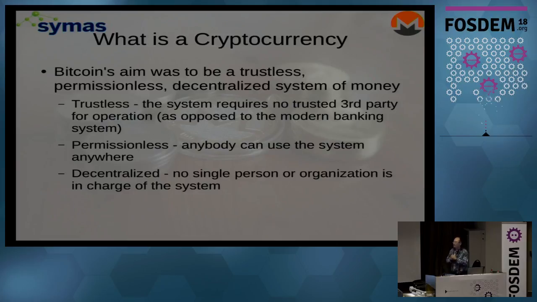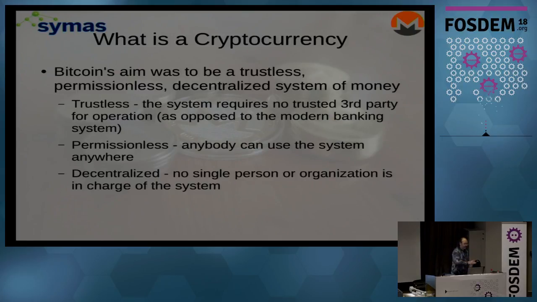Okay, so Bitcoin. First really successful digital currency. It had a couple of missions. It was aiming to be a trustless, permissionless, and completely decentralized system of money. The point of being trustless was to avoid needing third parties to participate in every transaction. In the modern banking system that we have today, you are always dealing with trusted third parties: banks and credit card processors and all these others that you trust with your data to carry your transactions out from point A to point B.